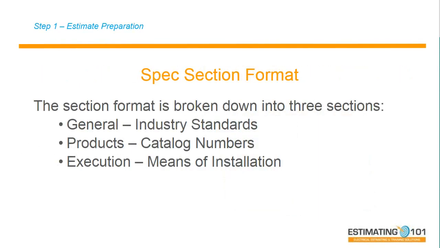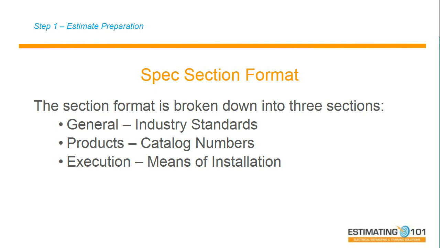In this spec, divisions 26, 27, and 28, each of those spec sections and those divisions are broken down in spec format. This is the CSI 3-part format. There's a general section, there's a product section, and there's an execution section. The general section gives you the industry standards, really not a whole lot of information there for the estimator. But there's a second part, and that's the products. That gives you the catalog numbers, manufacturers, what is an equal, what is not acceptable.